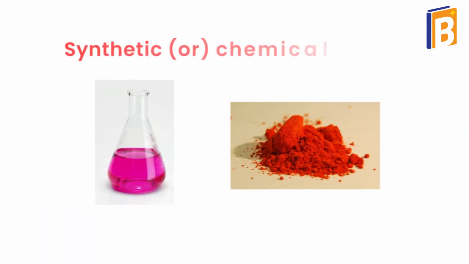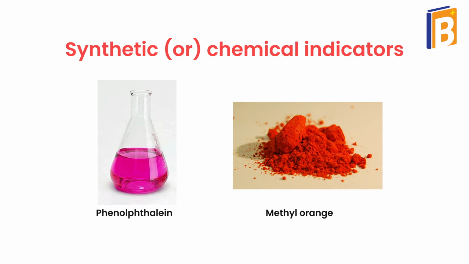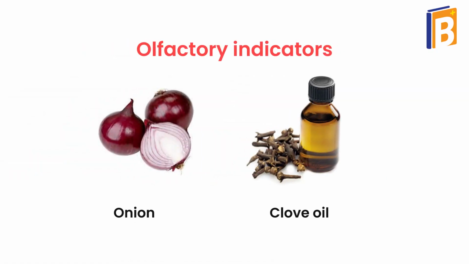And the synthetic indicators or chemical indicators are prepared in labs. For example, phenolphthalein and methyl orange are chemical indicators. And olfactory indicators are the ones which change their odor when they come in contact with some acids or bases. For example, vanilla, onion, or clove.